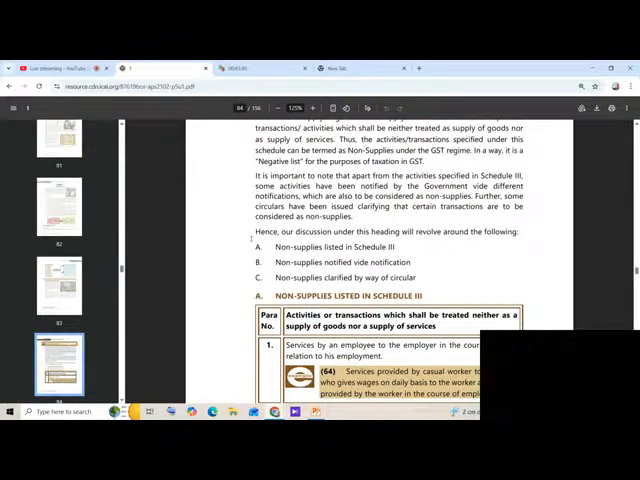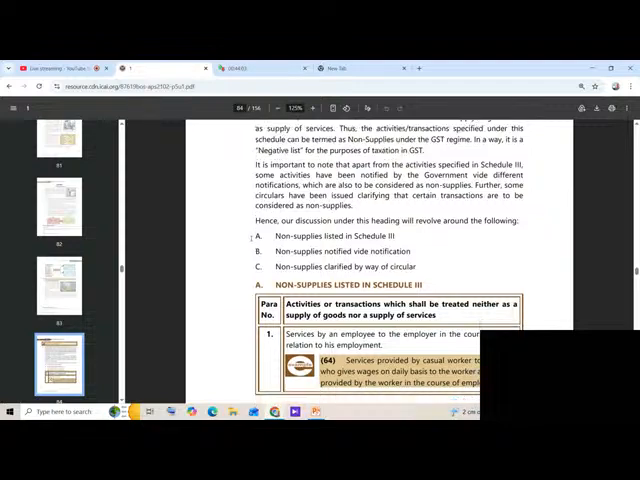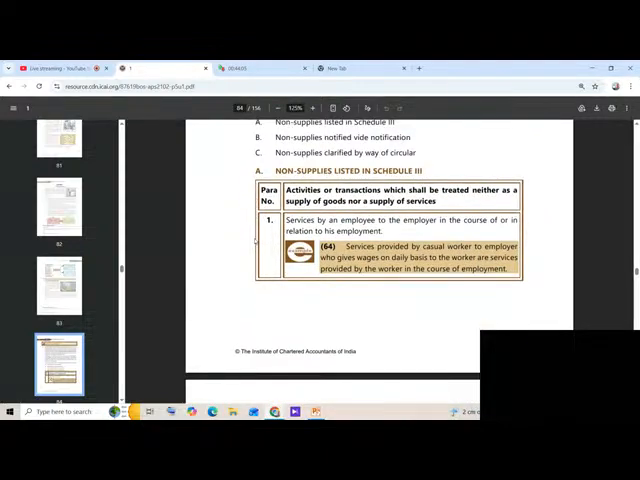It is important to note that apart from the activities specified in Schedule 3, some activities have been notified by the government via different notifications which are also to be considered as non-supplies. Further, some circulars have been issued clarifying that certain transactions are to be considered as non-supplies. Hence, our discussions under this heading will revolve around the following: non-supplies listed in Schedule 3, non-supplies notified via notification, and non-supplies clarified by way of circulars. So first we start with non-supplies listed in Schedule 3.